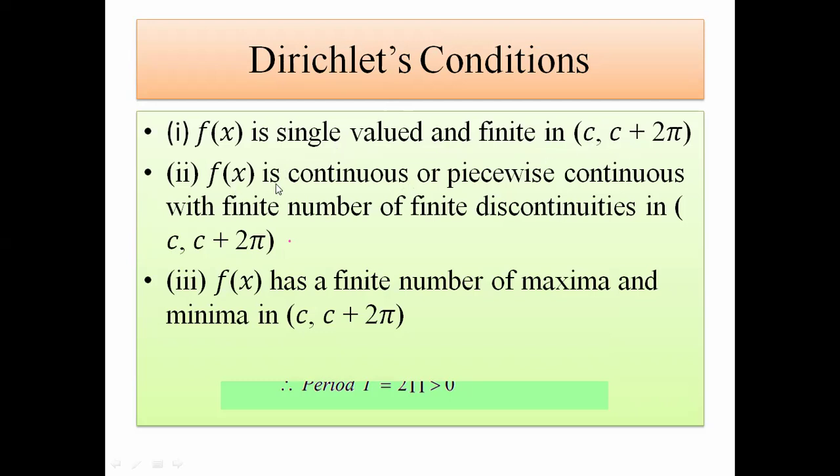Second condition is f of x is continuous or piecewise continuous with a finite number of finite discontinuities in the interval c, c plus 2 pi. Third condition is f of x has a finite number of maxima and minima in c, c plus 2 pi. f of x has only a single valued and finite value in the interval c, c plus 2 pi. This is continuous and piecewise continuous.